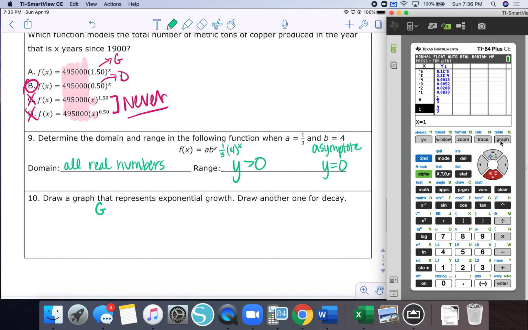And then they ask you just to draw a quick graph, one representing growth, one representing decay. So growth is going to be increasing, decay is going to be decreasing.